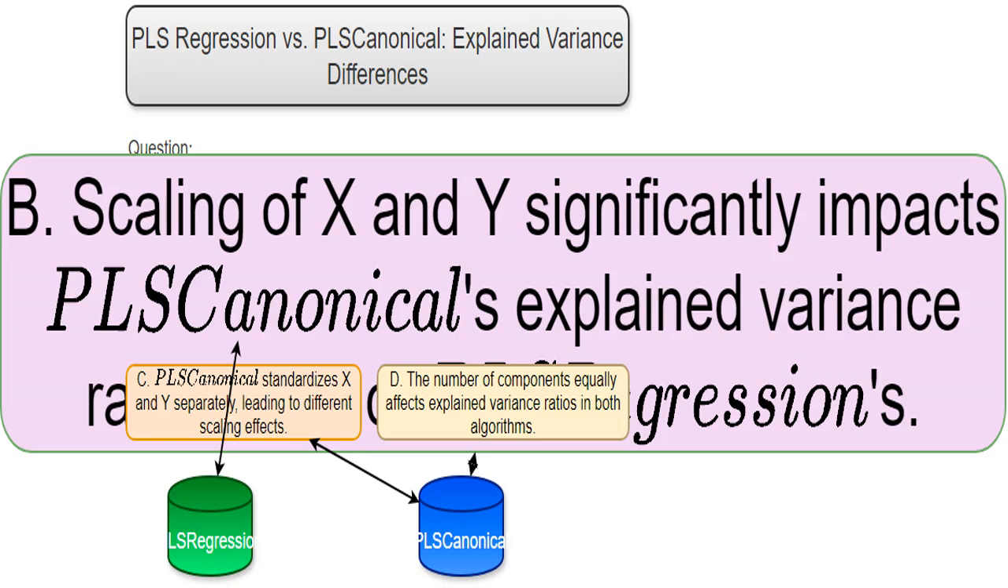This statement highlights a key difference. PLSCanonical is very sensitive to how the data is scaled, the size of the numbers, because it focuses on correlation, which is affected by the magnitude of the variables. PLS regression, which focuses on covariance, isn't as impacted by scaling. Think of it like this. Correlation measures the direction of the relationship between variables, while covariance looks at both the direction and the strength. Scaling affects the strength aspect more.